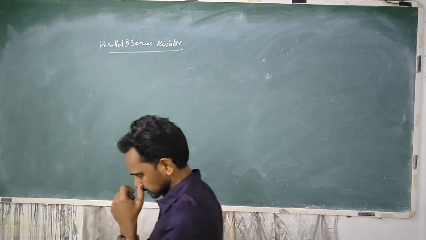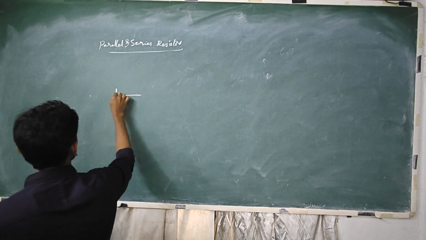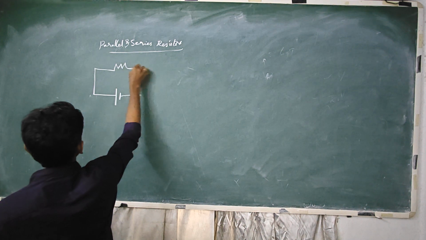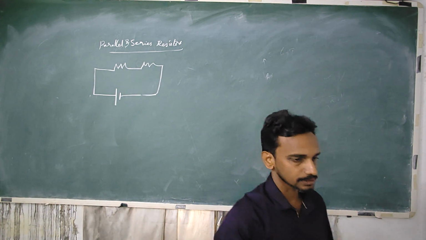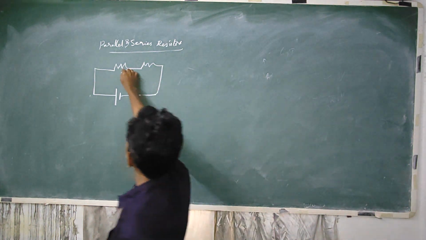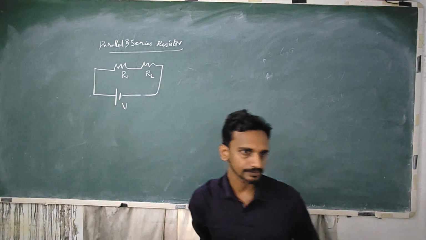Parallel and series resistors. Let's say I'll start with the series combination of resistors. I'm taking 2 resistors here, R1 and R2. V is my power supply.